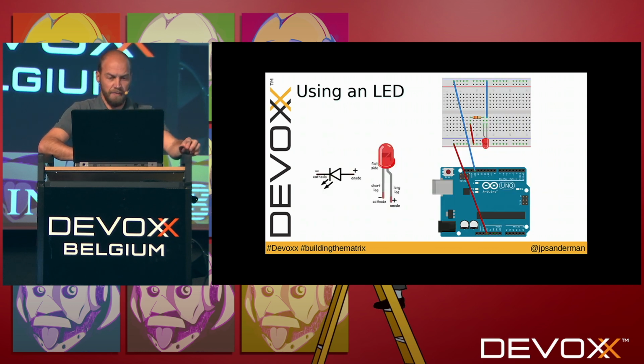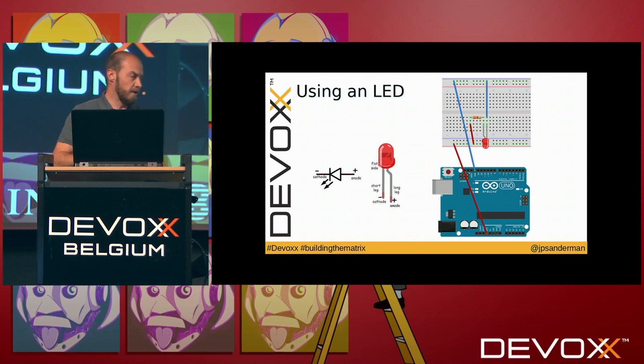Okay, let's look at a very simple circuit with just an LED. How to light it up? Well, you need a power source and you need a resistor to make sure that your LED doesn't break. I know it's a very simple circuit, but still there are some interesting things to take into account.